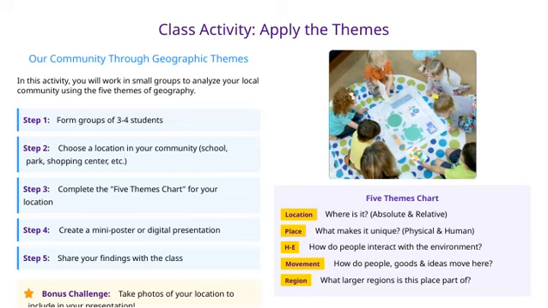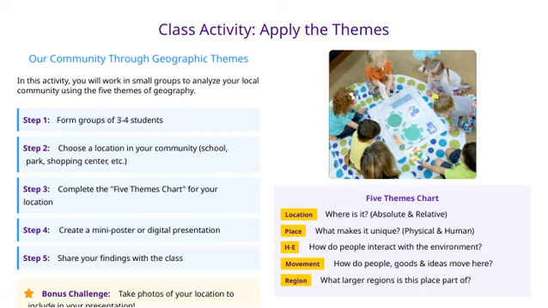Now, let's talk about our class activity, applying the themes of geography to our own communities. The goal here is to analyze a specific location in your neighborhood or town using the 5 key geographic themes. First, you'll form small groups of 3 to 4 students. Once you're in your group, choose a location in your community. This could be your school, a park, a shopping center, or any place that you find interesting. Next, you'll complete what we call the 5 themes chart for that location. This chart helps you organize your observations around 5 main questions.